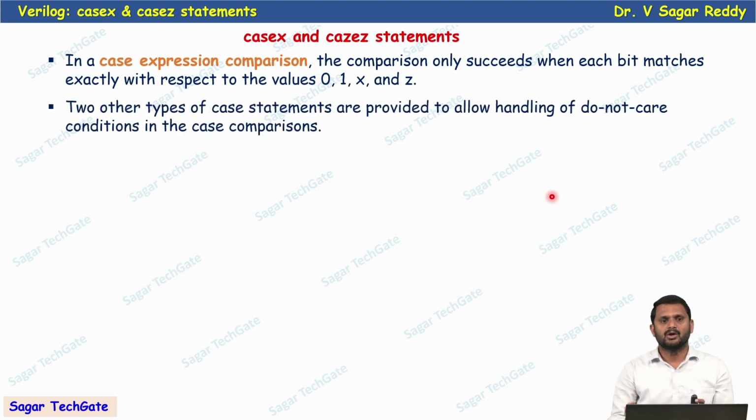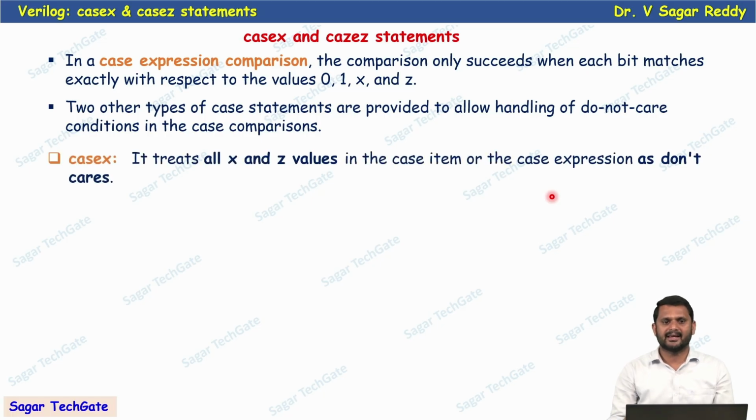Clear? Now two other types of case statements are provided to allow handling of a don't care condition in the case comparisons. We'll see casex and casez. Here casex treats all the x and z values in case items as well as in the case expression as a don't care. For example, I'll give a simple example.